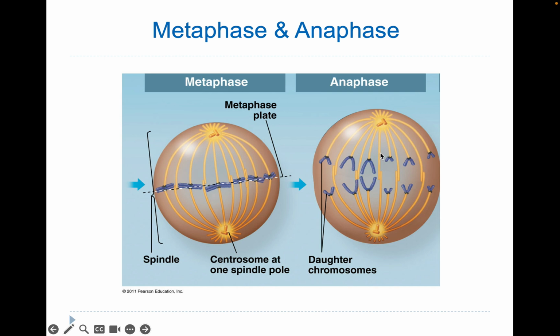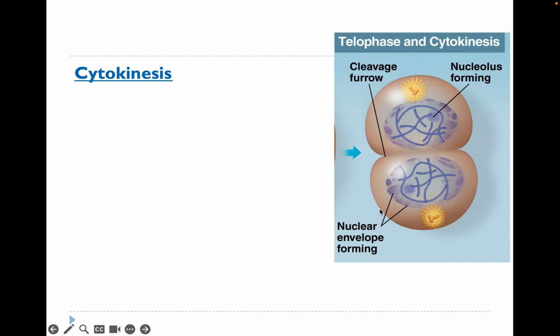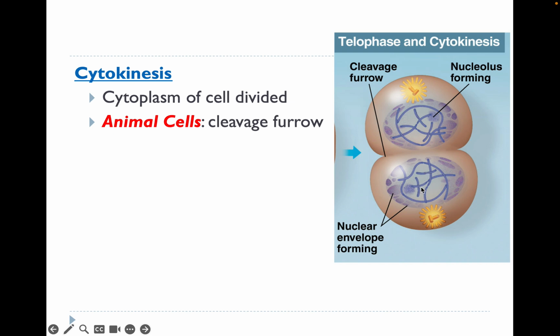In anaphase, the spindle fibers retract, separating the sister chromatids. In cytokinesis, the cytoplasm of the cell is divided. In animals, we call this a cleavage furrow. In plant cells, a cell plate forms. That's the beginnings of the cell wall for a plant cell.